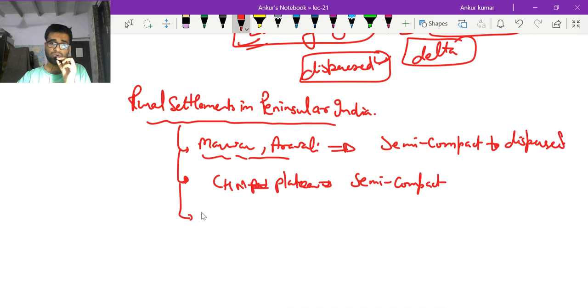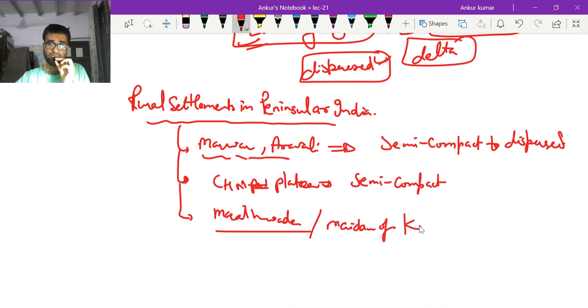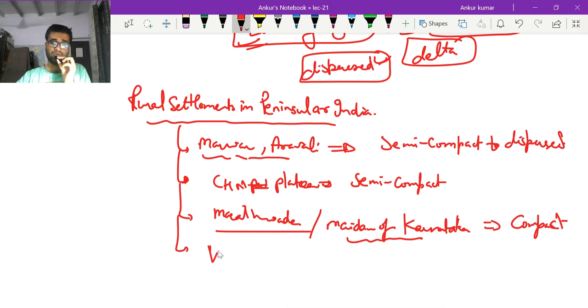But if you see the black soil region of Maharashtra, the Marathwada region, or the Maidan regions of Karnataka. You know, Karnataka is divided into two parts, that is the Malnad region and the Maidan region. Maidan are the plain regions, away from the Western Ghats. So in Marathwada and the Maidan region of Karnataka, settlements are compact settlements. Similarly, in the valley regions, the valley of Godavari, whether it is Krishna, again settlements are compact settlements.